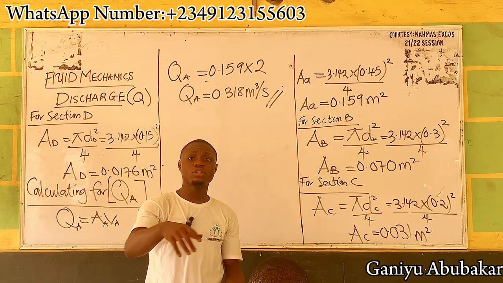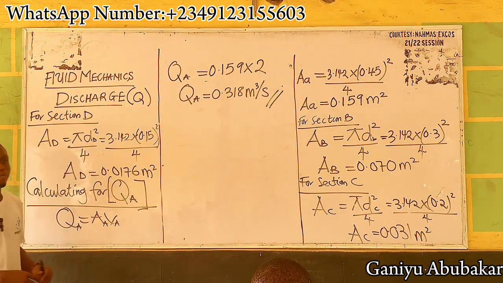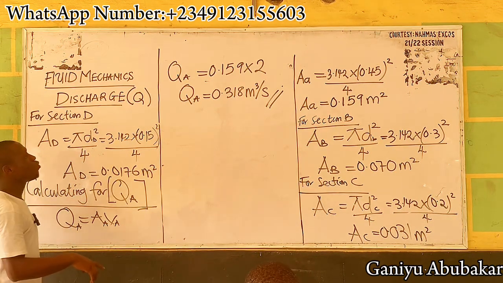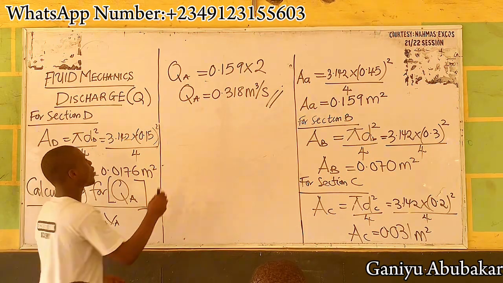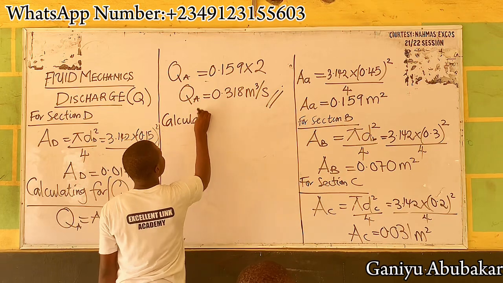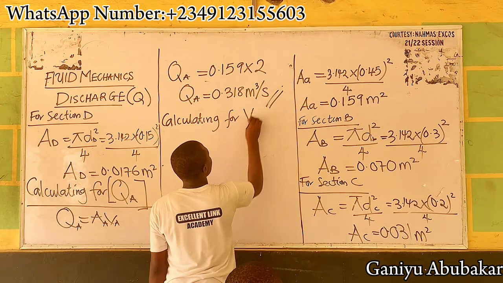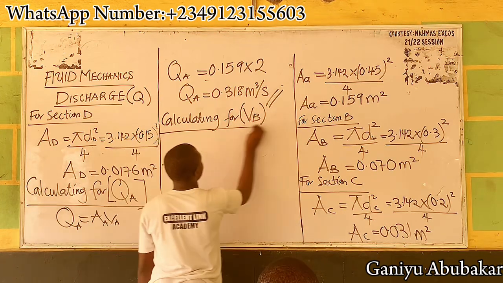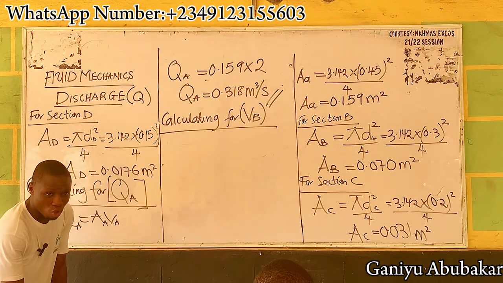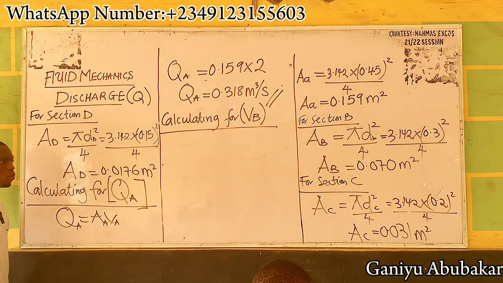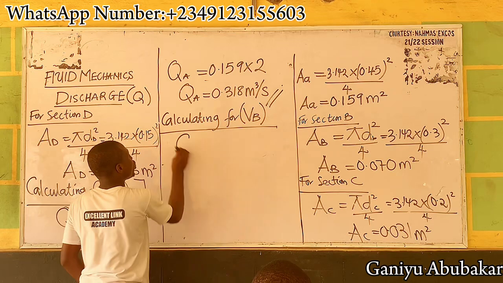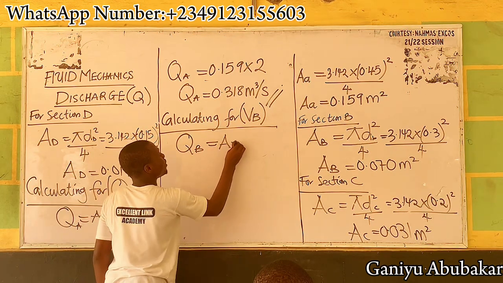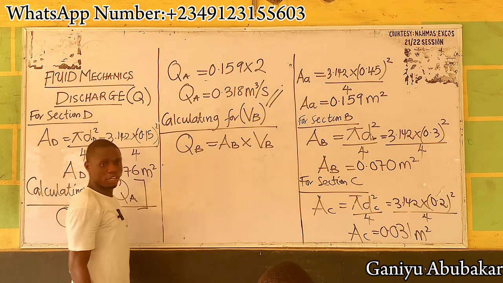Alright, should we proceed? What next? You're finding the velocity at B. Calculating for VB. I'm taking it step by step, small, so you understand. In terms of B, QB is AB times VB.